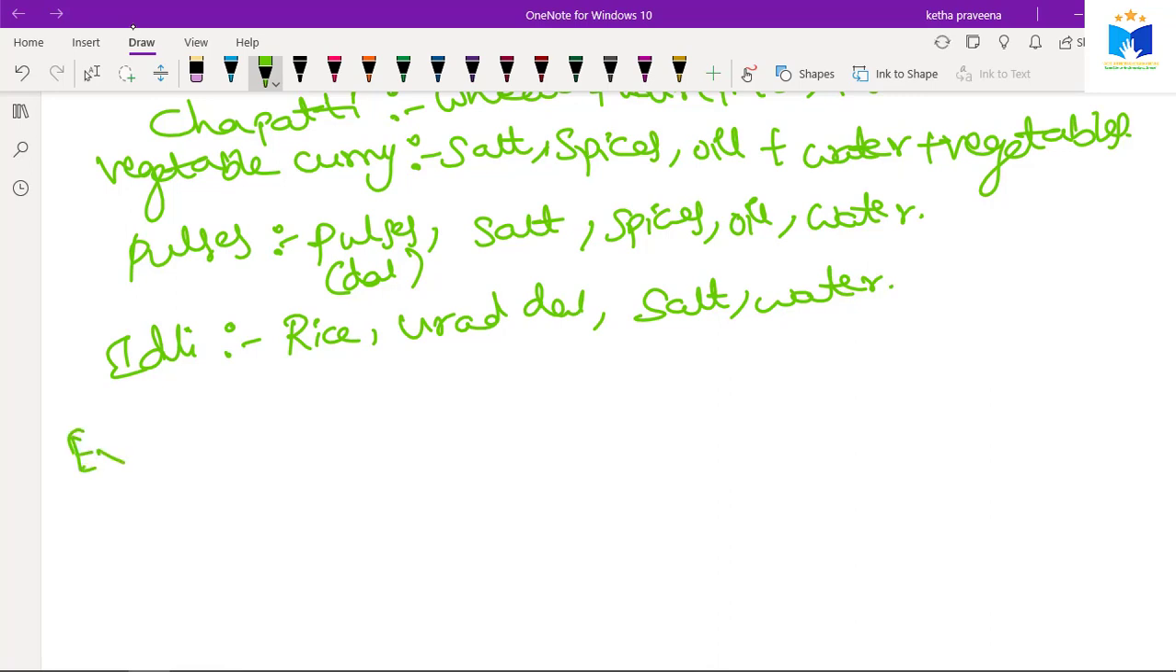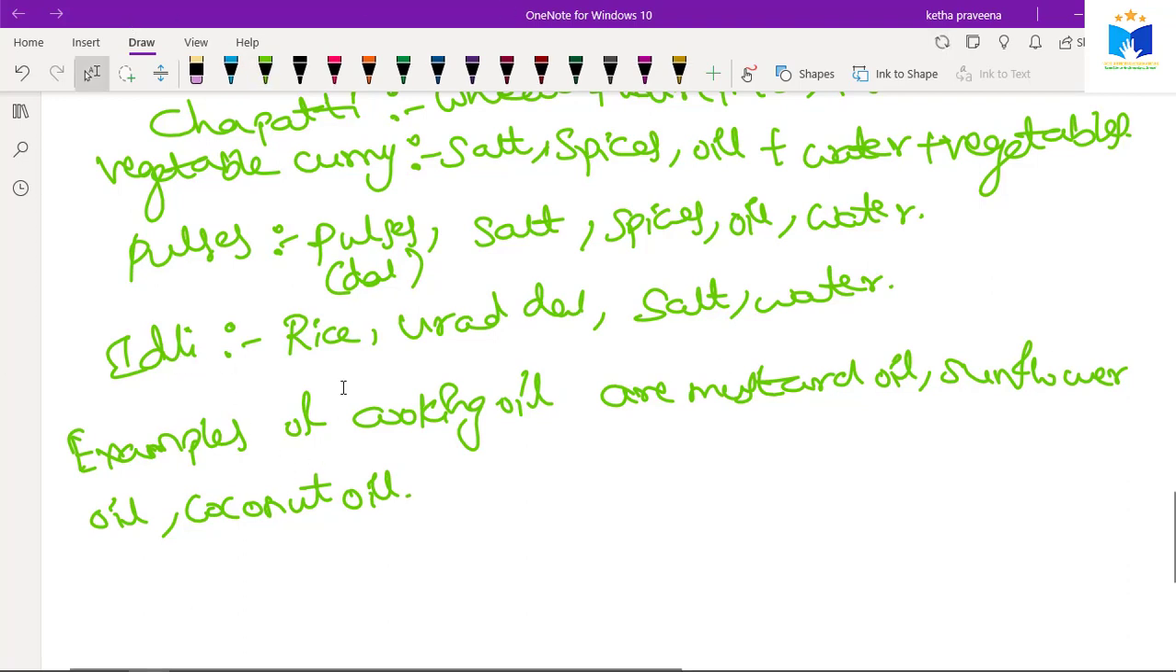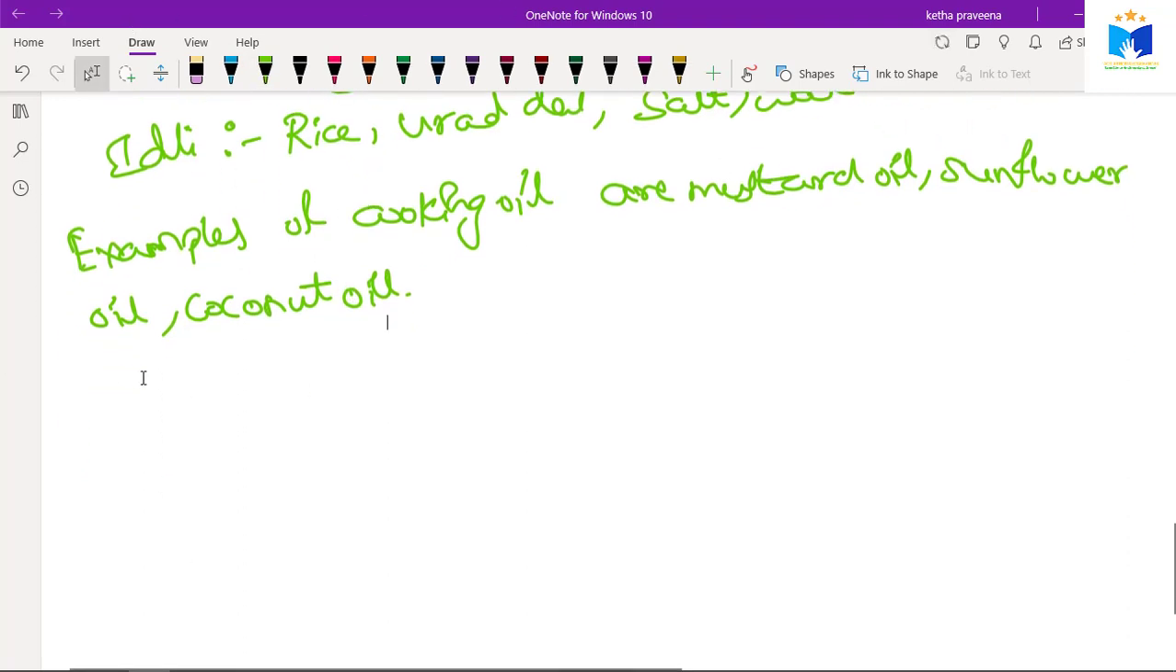Next point, examples of cooking oil are mustard oil, sunflower oil, and coconut oil. So these are the oils which we are going to use in cooking.